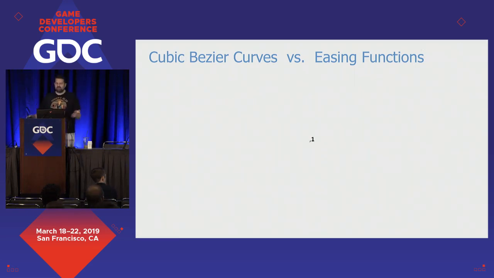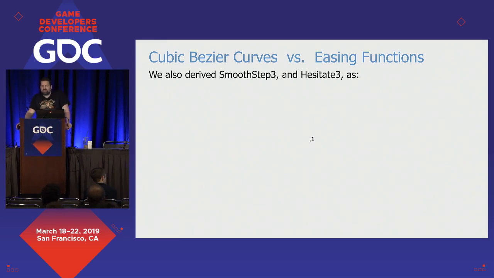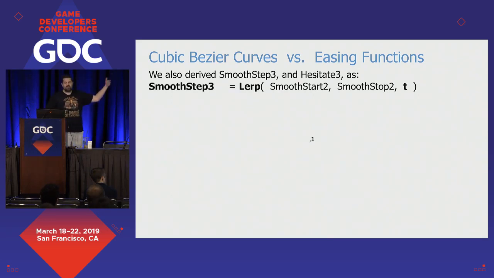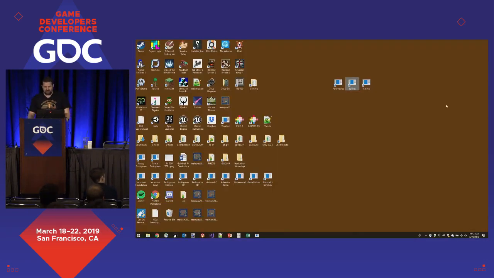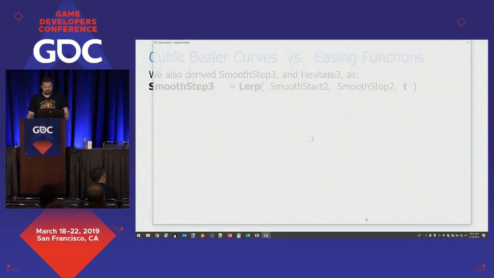All right, what other easing functions can we do? We did smooth step and hesitate in that other talk. And the way we derived them in the previous talk was if you lerp from a smooth start, which starts off nice, and then you sort of over time blend that into a smooth stop, and you do that blend over the course of travel, you actually will get a smooth step. I can show that visually.